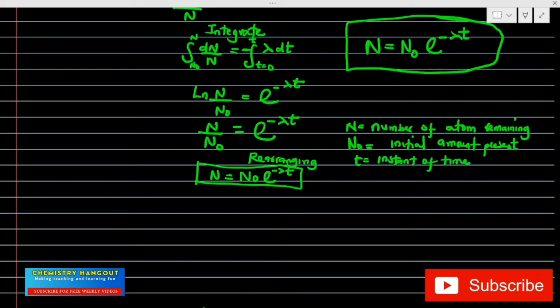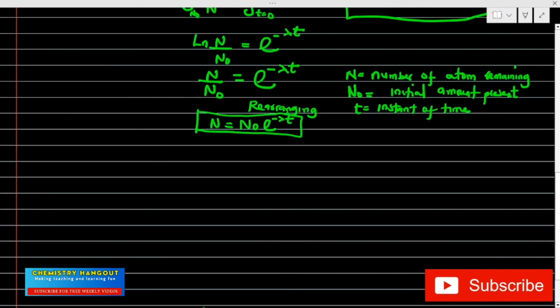Okay, so take note of this, guys. I'm going to show us some interesting stuff here. N is equal to N naught exponential raised to power minus lambda t. Take note of this formula, very, very important. Now, let us get another expression for half-life.